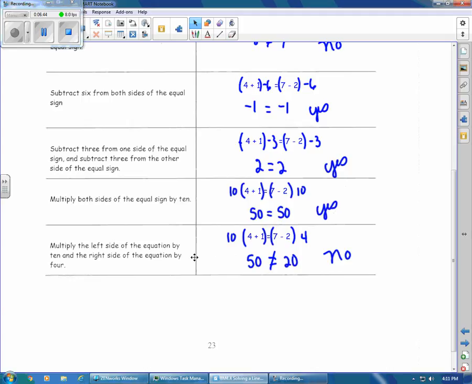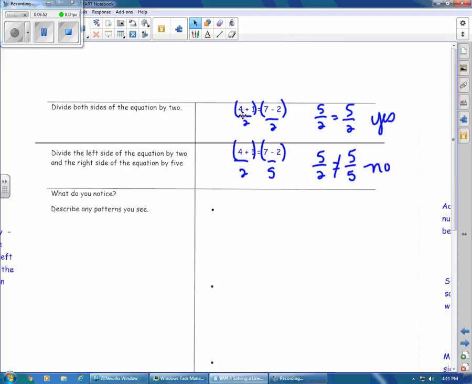And the next one, if I multiply the left side by 10, but I only multiply the right side by 4, no, they're no longer going to be equal. And the next few problems, if I divide the left side by 2, I get 5 halves. If you used your calculator, you might have gotten 2.5 here. Same thing on the right side, 5 halves. So yes, that maintains their equality. But if I divide one side by 2 and the other side by 5, all of a sudden they're not equal anymore. So what do we notice?